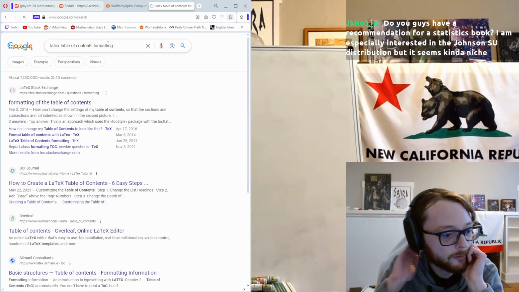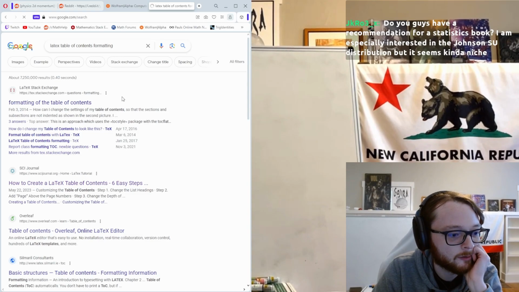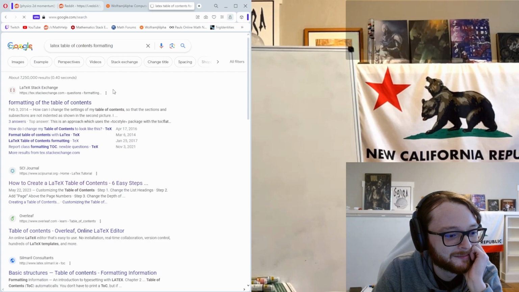Formatting. Prove that all the cube numbers are either a multiple of 9 or one more or less than a multiple of 9. Really? That's a crazy fact. I didn't even know that.